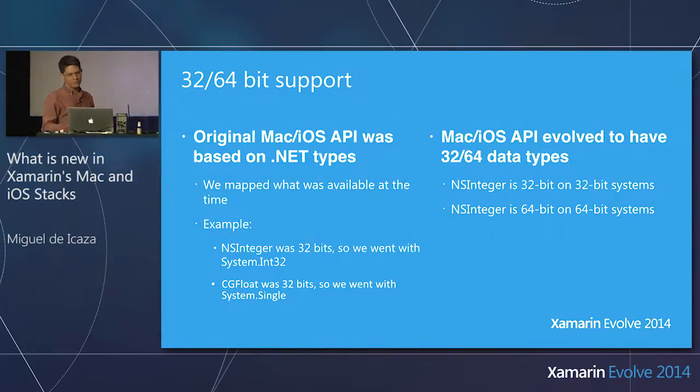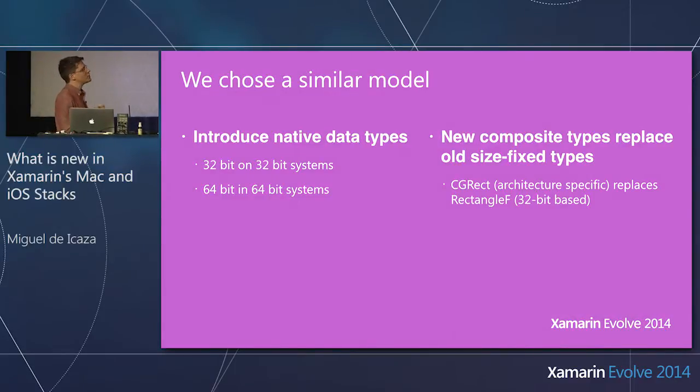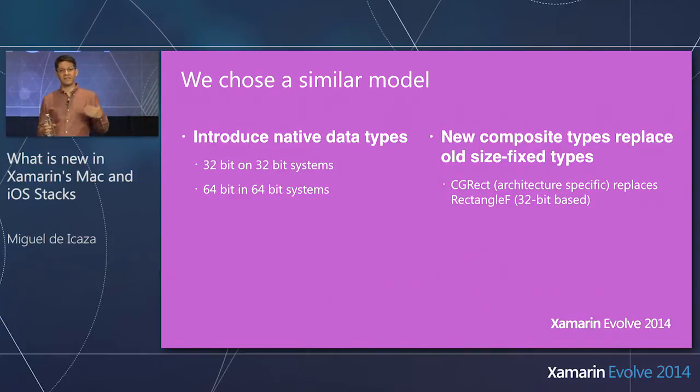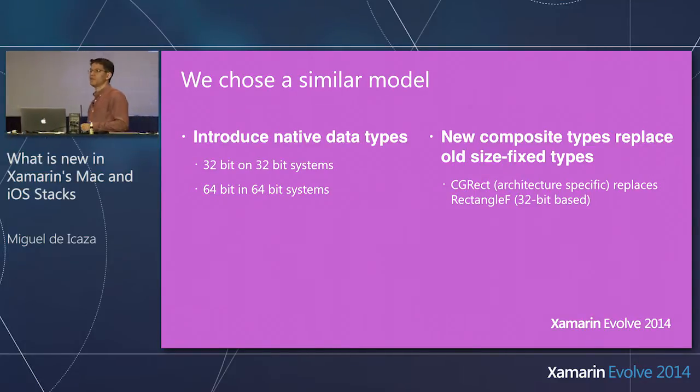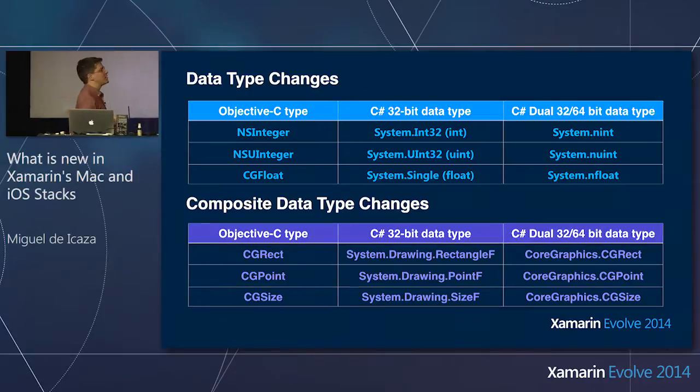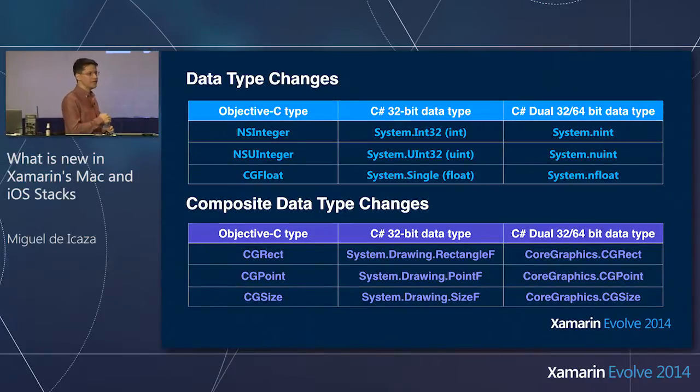So what we've done is we've chosen to introduce new native data types. These data types do not exist in .NET, although they can be compiled with a regular .NET compiler, so this is very interesting. And these new data types are 32 bits on 32-bit systems and 64 bits on 64-bit systems. It's the equivalent of the C typedef, but the notion of a typedef does not exist in C#. So this is the list of types that we're introducing with the Unified API.